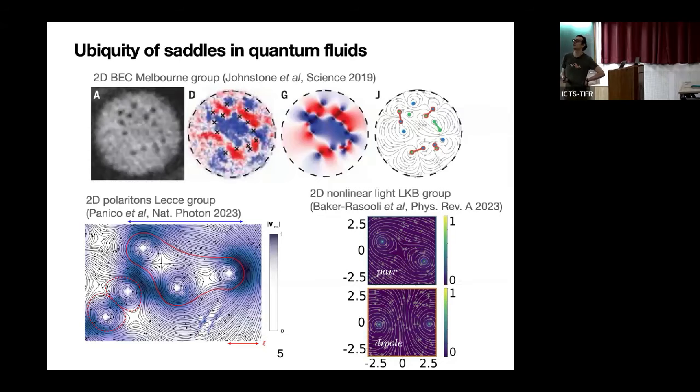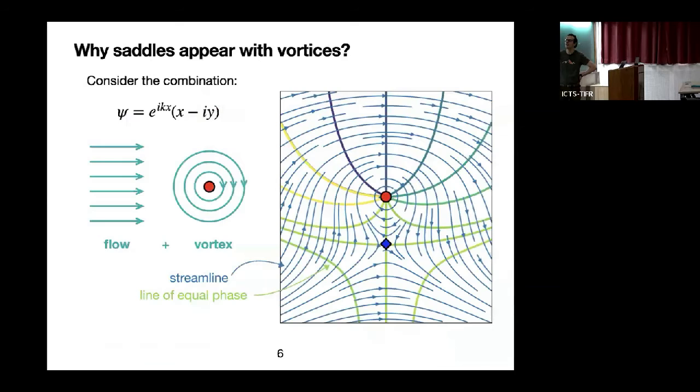The same in polariton. So here in the Lecce group, I think we have many authors of this paper in the audience. Actually, the same. You have the creation of saddles at the same time as the vortices. And also in nonlinear light, something quite similar to what I've just shown. You have also here, between these two vortices, a saddle.